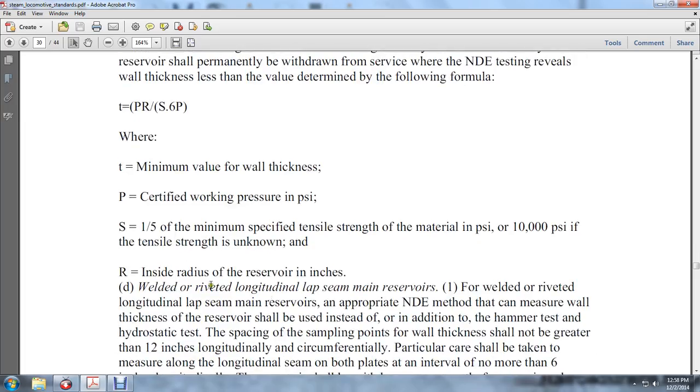Welded and riveted longitude lap seams of the reserve. So basically, you have your minimum wall thickness by your pressure and your radius of the reserve divided by the minimum tensile strength, 1/6 of the tenth of the pressure, sort of working pressure.